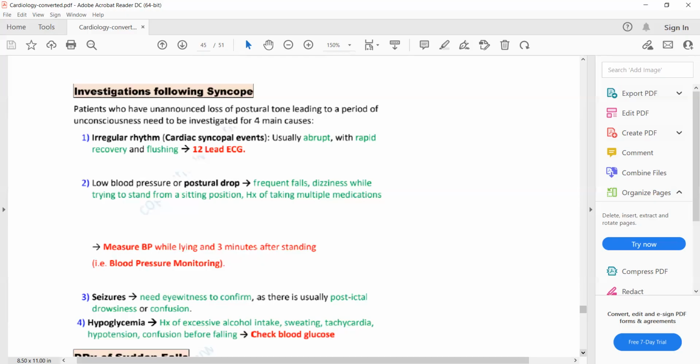So, if a patient presents to you with a history of unconsciousness and becomes conscious after 2 to 3 minutes with flushing, then you will suspect a cardiac arrhythmia, and you will order a 12 lead ECG. And if the 12 lead ECG is normal, then the next best investigation will be Holter monitor ECG or 24-hour ECG.